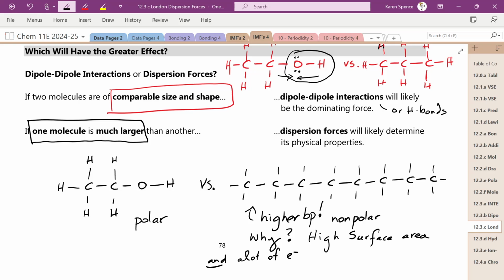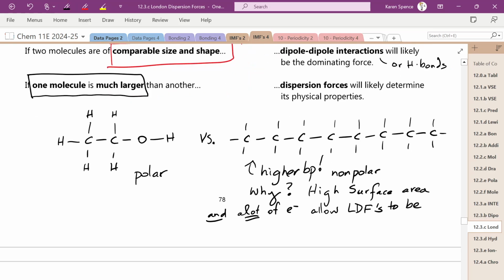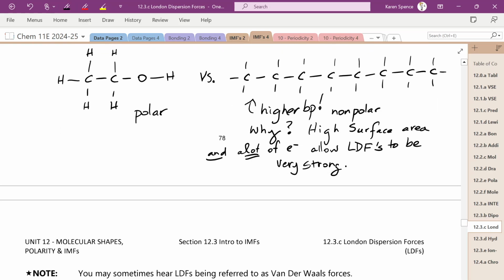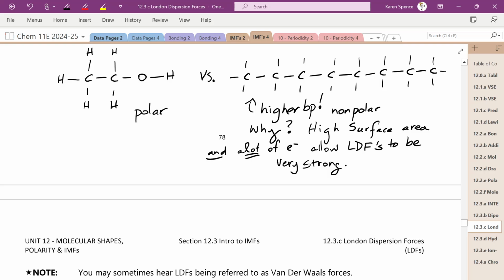So if we have a high enough surface area and a lot of electrons, that allows the LDFs to be very strong. They could even be stronger than H bonds under particular conditions. And I think that's it for this topic. We don't need to talk about that anymore.